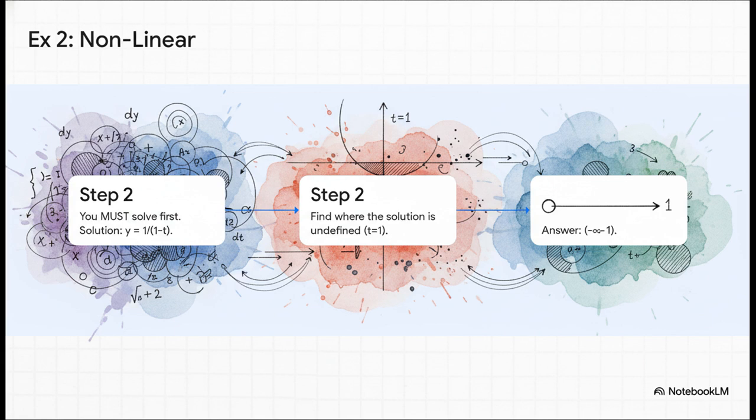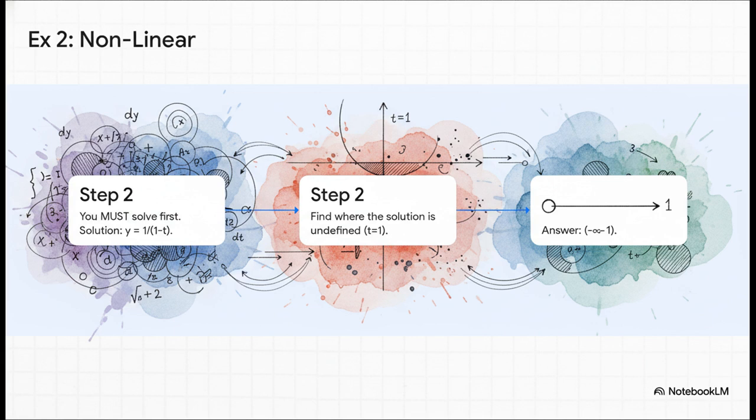The rules are totally different now. Step 1, we have to solve it. So after separating variables and doing our integration, we find the solution is y equals 1 over 1 minus t. Step 2, now we look for problems. And we can see right away the solution is undefined when t equals 1. This is our blow up in action.